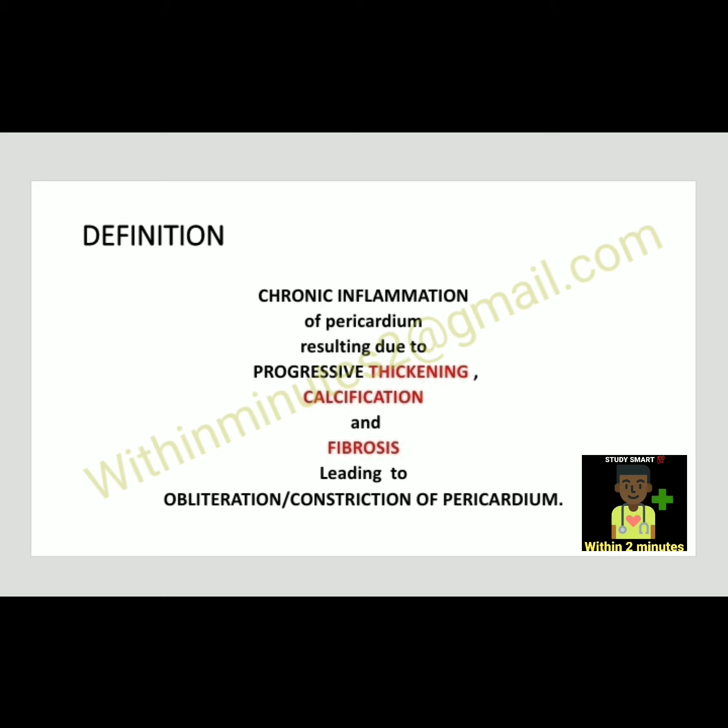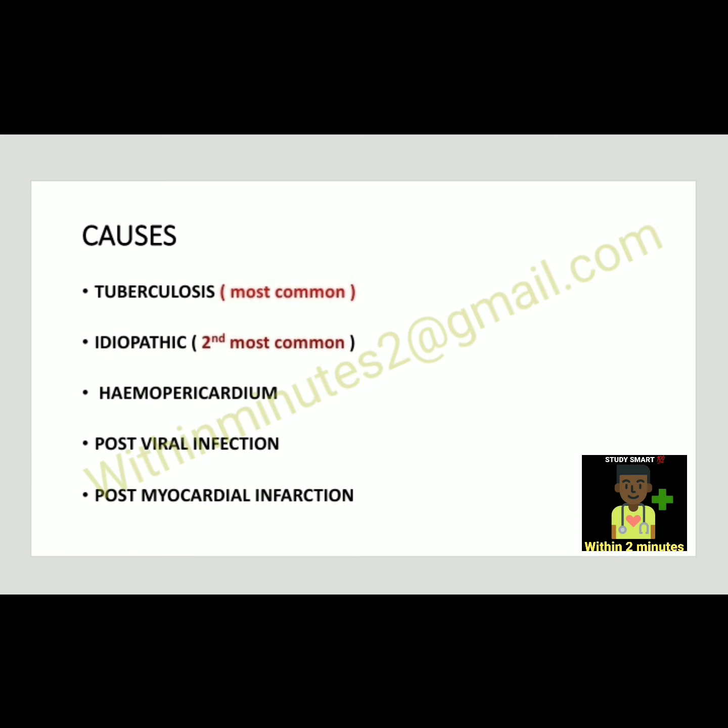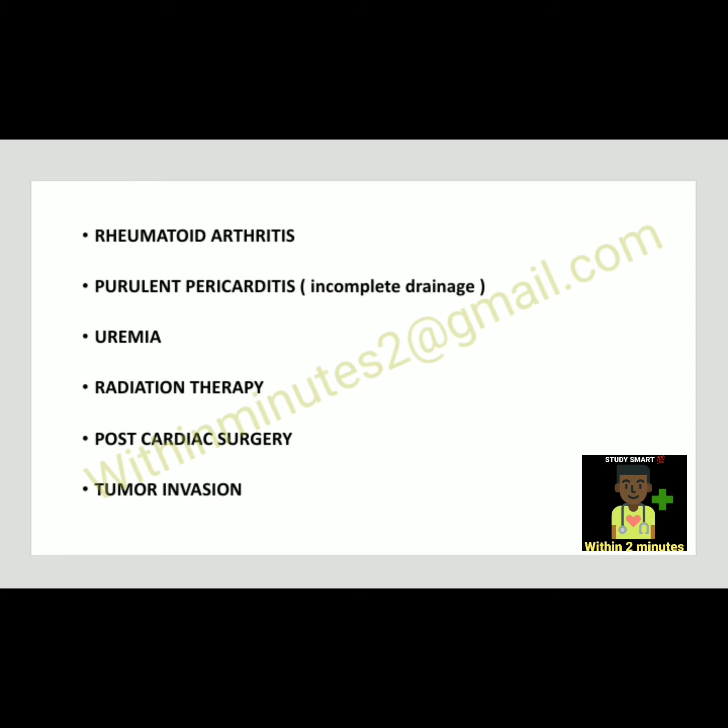Chronic inflammation of pericardium resulting in progressive thickening, calcification, and fibrosis, leading to obliteration or constriction of pericardium. Explanation: heart is encased in a solid shell and cannot fill properly. There is impaired myocardial filling and breathlessness is not prominent. Causes: the most common cause is tuberculosis. Second most common cause is idiopathic, hemopericardium, post-viral or post-MI. Rheumatoid arthritis, purulent pericarditis, uremia, radiation therapy, post-cardiac surgery, or tumor invasion.